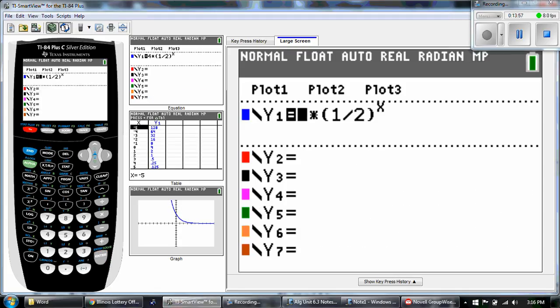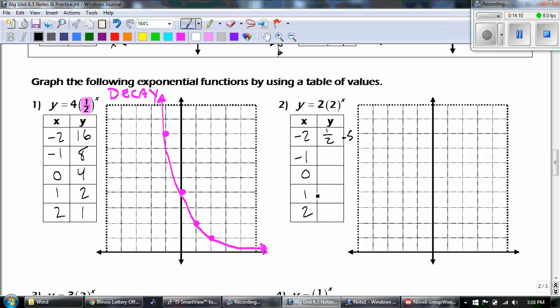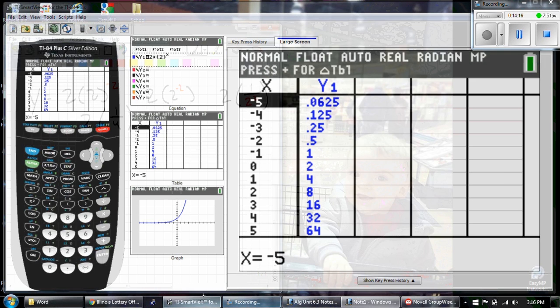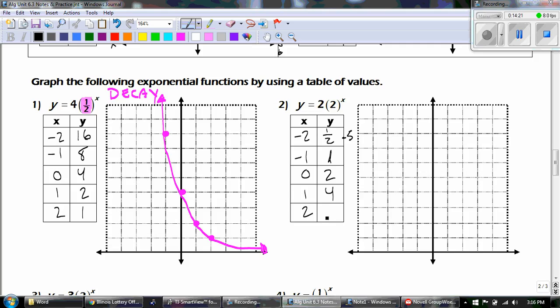Otherwise, I'm going into y equals. I'm going to clear this out. I have 2 times 2 in parentheses raised to the x power. And then there we go, -2. Yeah, we got 0.5. -1, if you're doing it by hand, you should get 1. And then 2, 4, 8. That number is greater than 1. So when it's greater than 1, it is growth.